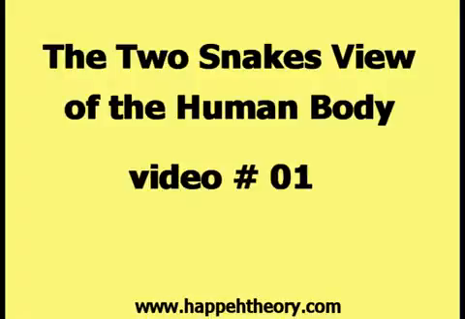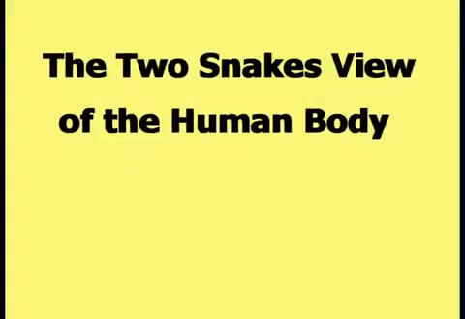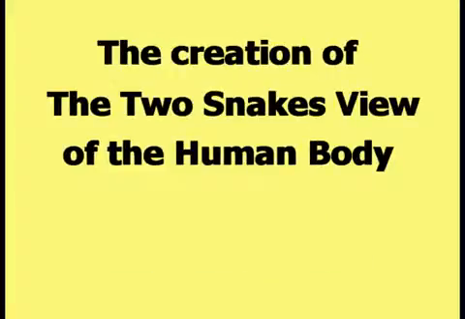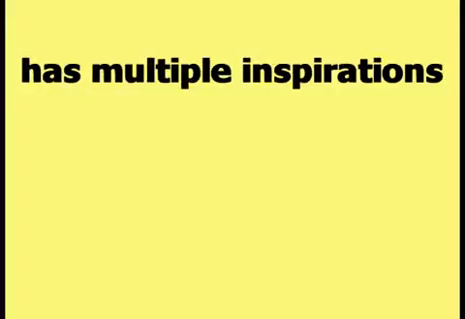This is video number 1 in the series on the two snakes view of the human body. The two snakes view of the human body is one of the theoretical models of the human body created for Happeh Theory. The creation of the two snakes view of the human body has multiple inspirations.